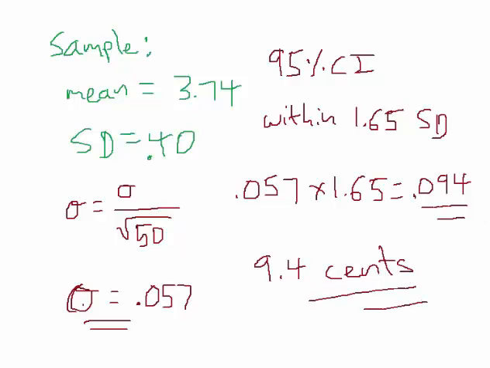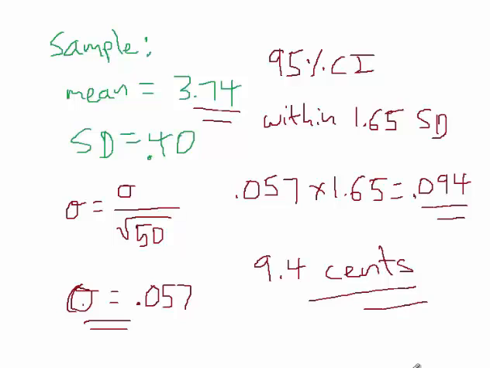So what does this mean? This means that we can be 95% certain, since that's the confidence interval we looked up, that the real mean, the real average milk price, is within 9.4 cents of our established mean, of our tested mean. What was our tested mean? 3.74, so the lowest it can be would be down to $3.74. If we subtracted 9.4 cents, we'd get 3.646. And if we added 9.4 cents, we'd get 3.834. You just have to add, obviously, the number of cents to the mean over here.